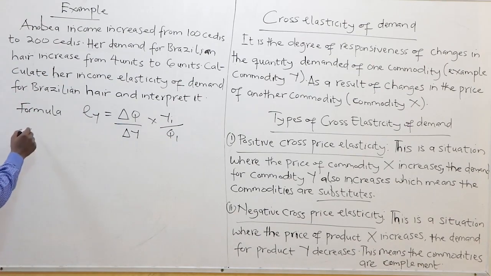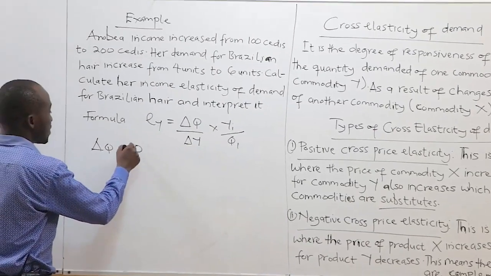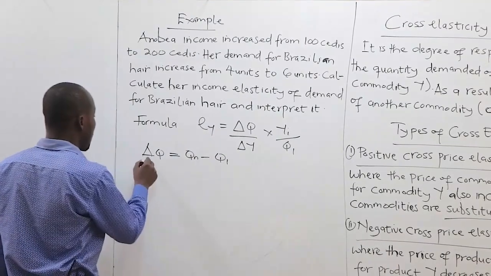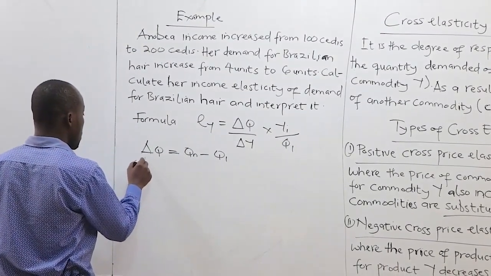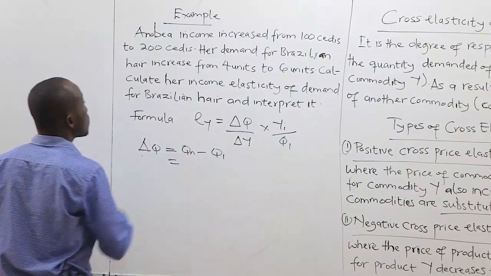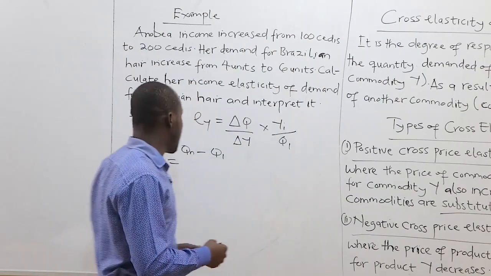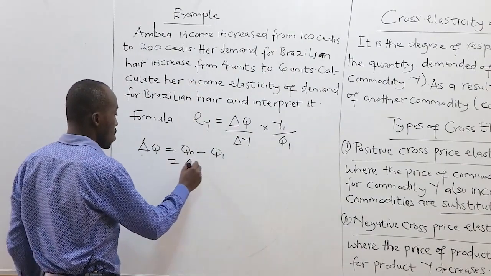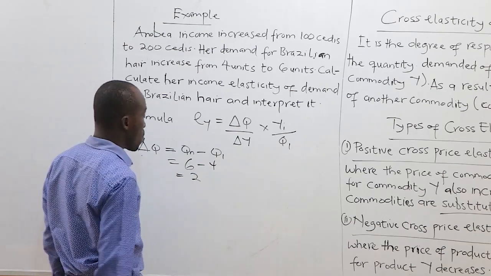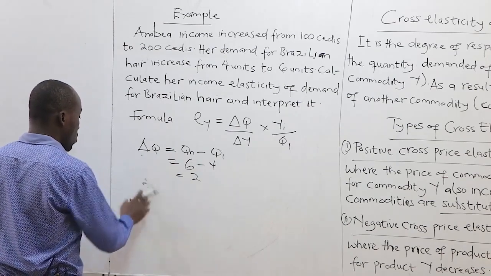What is change in Q? We said that it's the new quantity minus the initial quantity. What is the new quantity? From the question, she was buying 4, now she's buying 6. So the new quantity is 6. And the old quantity is what? 4. So that gives you a difference of 2. What about the change in price? The change in income, sorry.